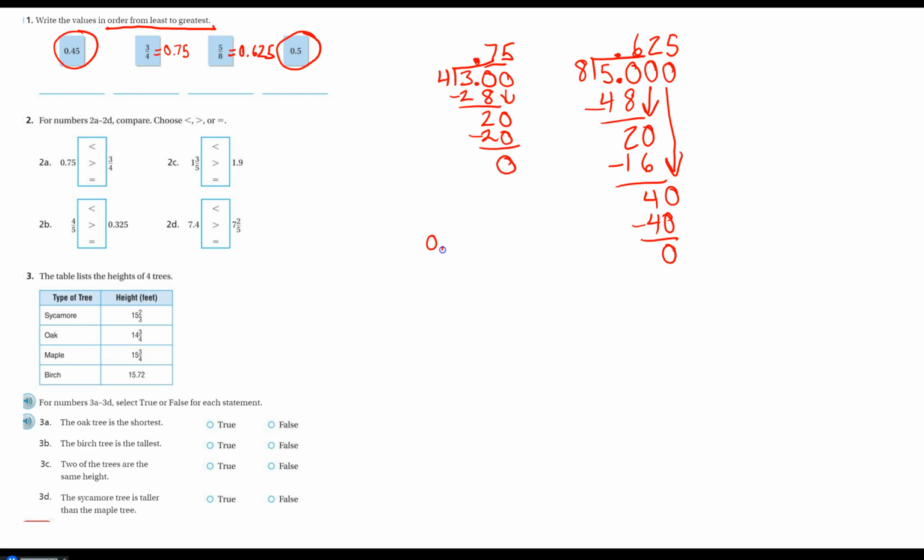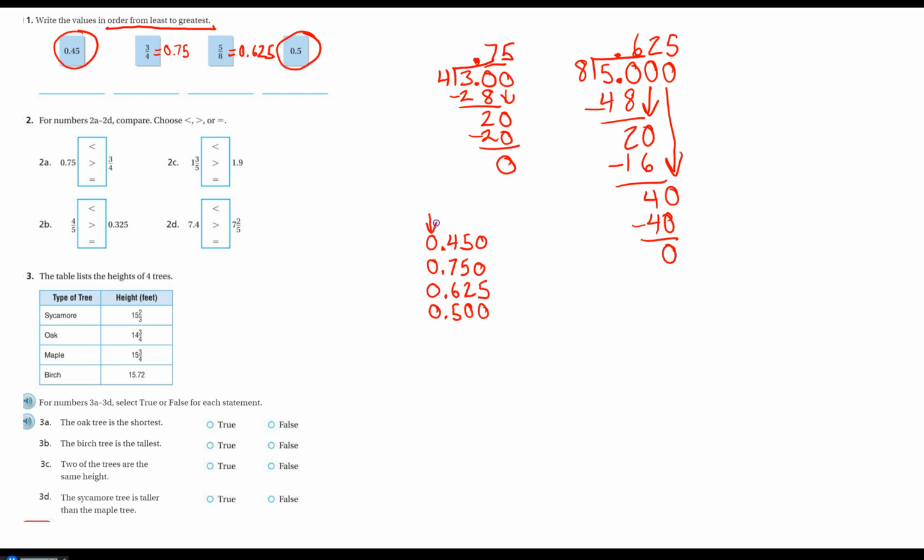I have 0.45. I have 0.75, which was our 3/4 right here. I have 0.625, and I have 0.5. Now I can add zeros behind. After I'm to the right of a decimal, I can add as many zeros behind as I want. So I'm going to go ahead and add some zeros just so we line everything up.